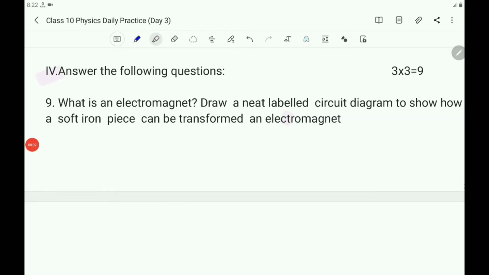Now the fourth main question. Answer the following questions. There are 3 questions, each carrying 3 marks, and the total marks are 9.